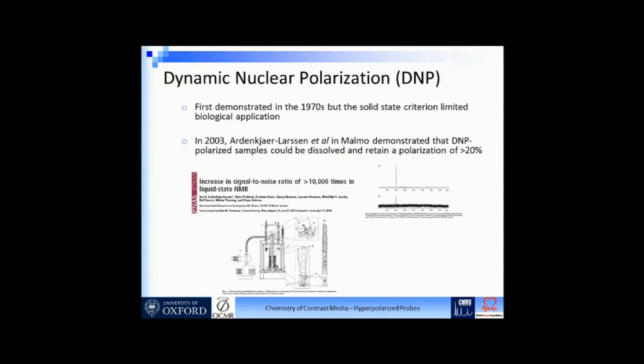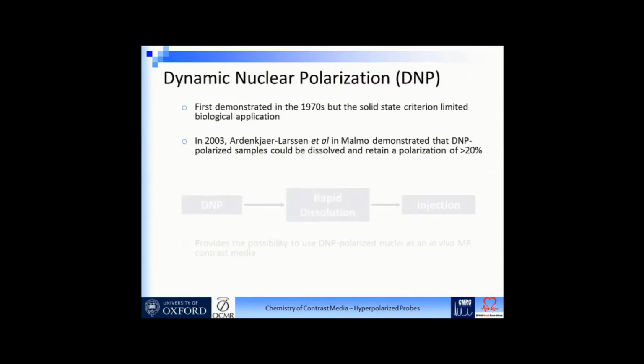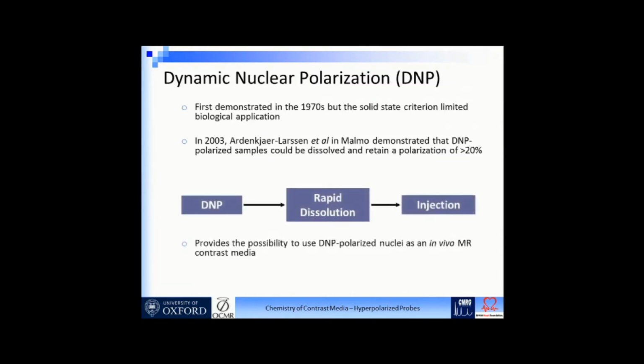So this is the seminal paper from Ardenkjaer-Larsen, where they were demonstrating more than 10,000-fold increases in liquid state NMR signal. Here's an example of urea thermally polarized, and then the hyperpolarized sample exactly the same, and demonstrating this massive increase in signal to noise. So the basic process is you do the solid state DNP process, which I'll talk a little bit more about in the next slide.